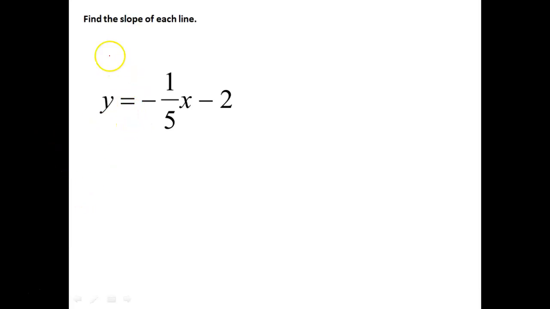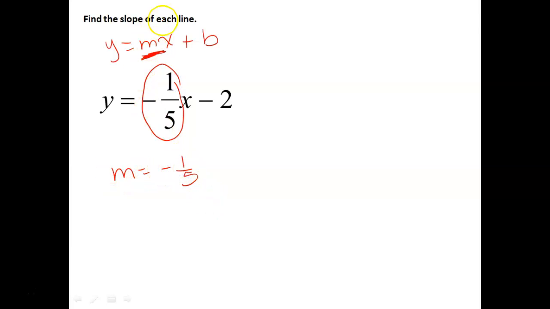All right, so here we want to find the slope of each line. Okay, so I told you it's y equals mx plus b. Whatever's in front of the x is your slope. So if you look, in front of the x is negative 1 over 5. So your slope is negative 1 over 5. So as long as it's in this form, it's very easy to find the slope.